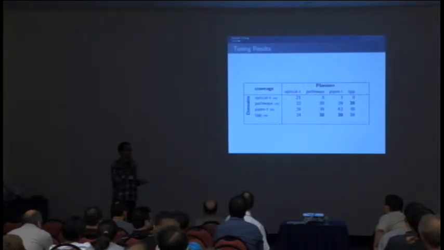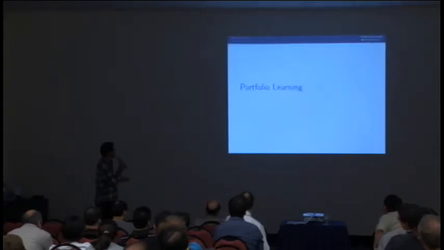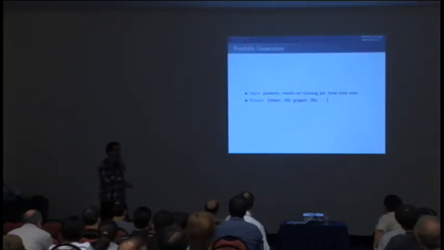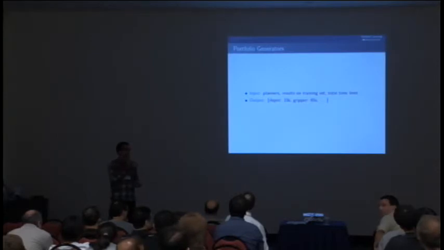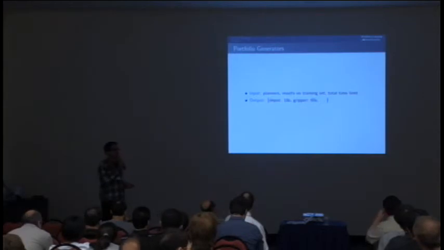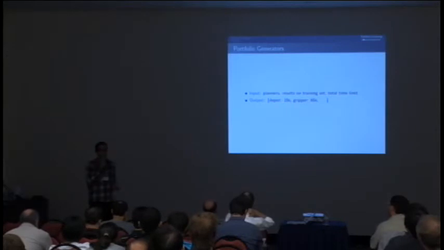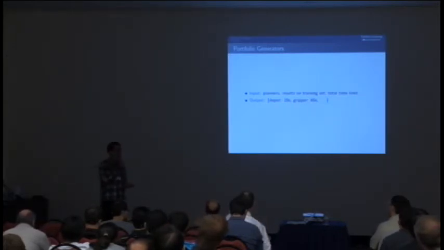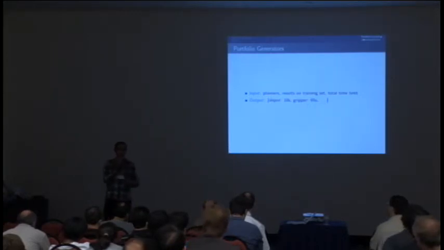And how can we generate a portfolio of these found configurations? Okay, so this is where I present seven different portfolio generators that allow us to learn a portfolio. Their input is the set of planners and the results on the training set that we've just seen. And we give them a total time limit, which is normally 30 minutes. And the output is just an assignment of planner to number of seconds that we run this planner.